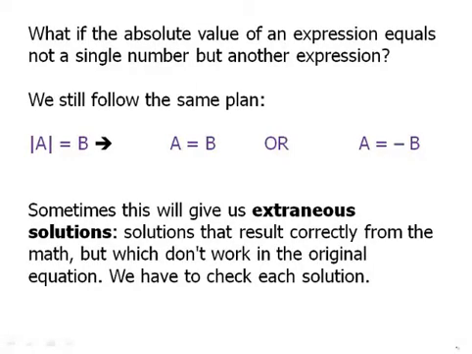Sometimes this will give us extraneous solutions, solutions that result correctly from the math, but which don't work in the original equation. We have to check each solution. This is an odd thing about absolute value equations, and we'll see this again much later on when we talk about square roots also, that we get extraneous solutions. So that means we have to check our work, check the answers that we find.